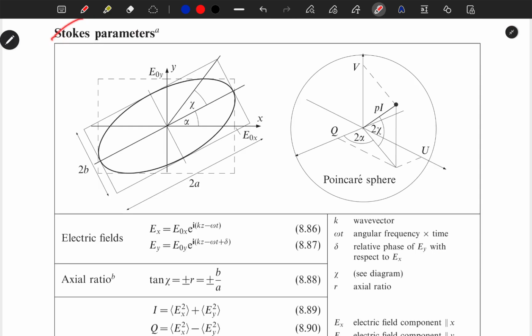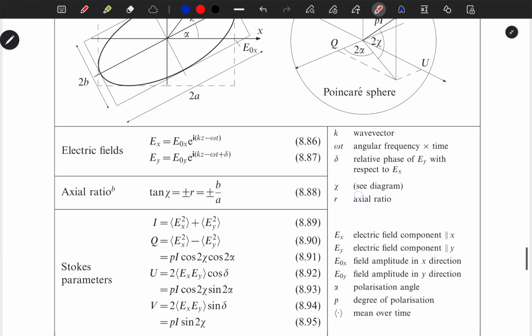Now Stokes parameters. Electric field Ex equals E0x e^(i(kz - ωt)). Ey equals E0y e^(i(kz - ωt + δ)). So δ is the relative phase difference. The axial ratio is tan of ξ, where ξ is this angle. So tan ξ equals ±r, where r is the axial ratio, equal to ±b/a.